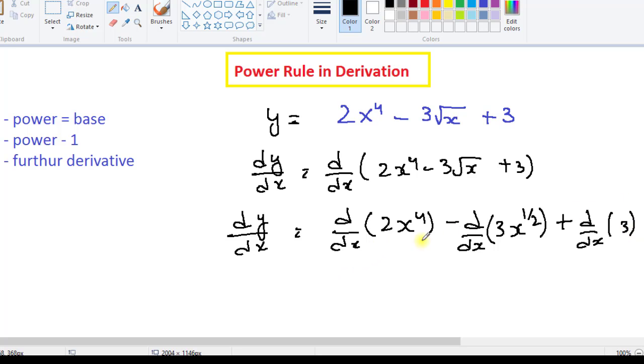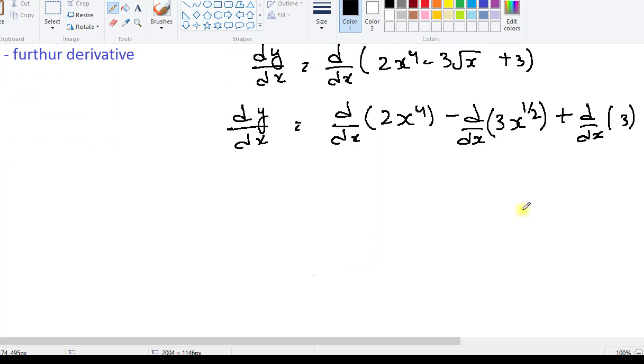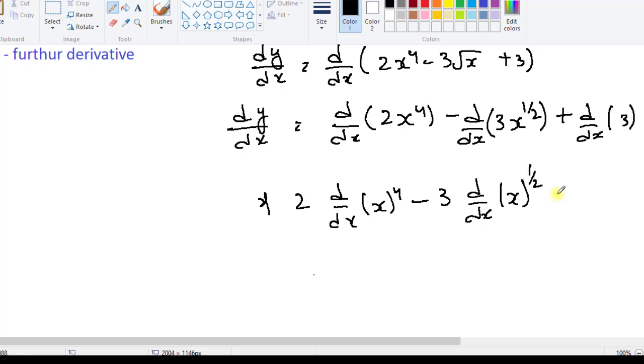Okay, next we will apply power rule on it. So I will just put 2 outside because 2 is constant, d by dx of x power 4 minus 3 outside because 3 is constant, and d by dx of x power 1 by 2 plus, you know the derivative of constant is 0, so we will write 0 here.